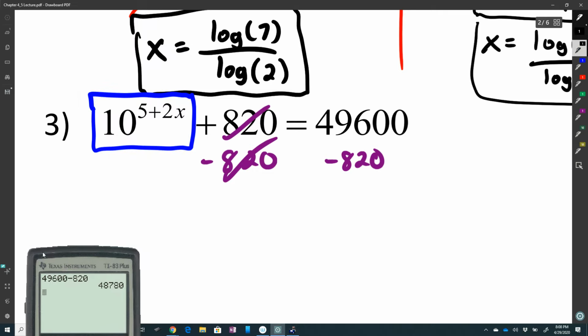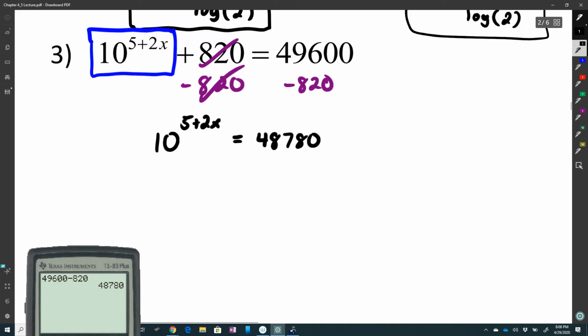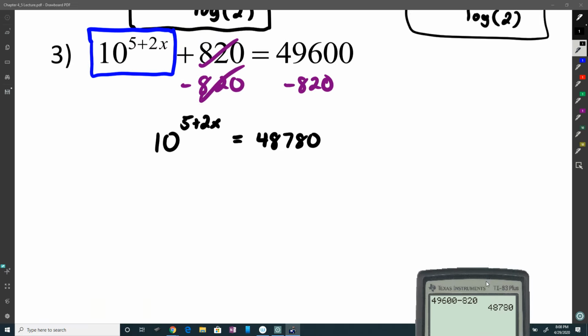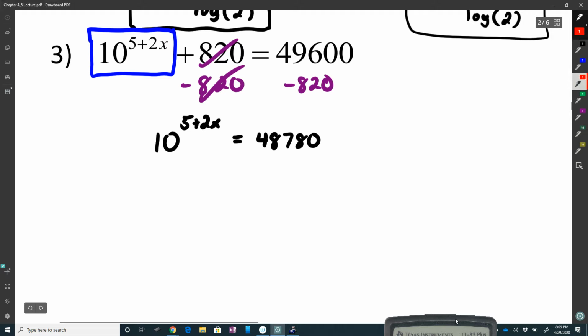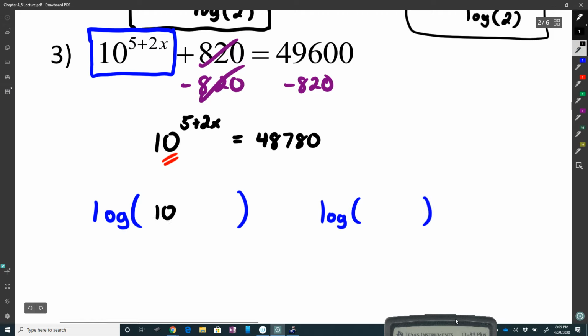48,780. So I have 10 to the 5 plus 2x is equal to 48,780. And we want to solve it. Now this is one where I'd want to log both sides right off the bat. Notice the base is 10. If we just log both sides, the log and the 10 will cancel out. So that's a good thing. So in this example, I'm going to log both sides. You could also convert. So 10 to the 5 plus 2x equals 48,780.